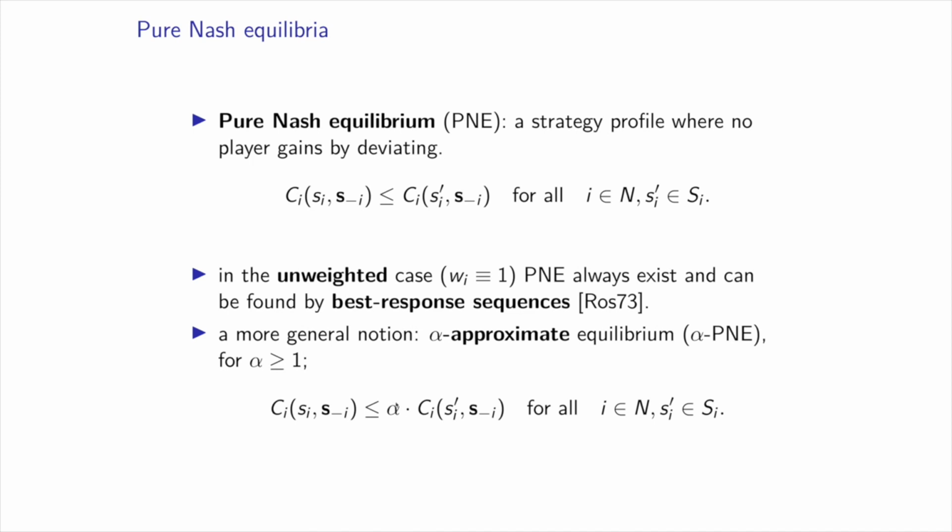Here alpha is greater or equal than 1 and quantifies how much we are willing to relax our notion of equilibrium. Where alpha equals 1, we get exactly the notion of exact equilibrium.